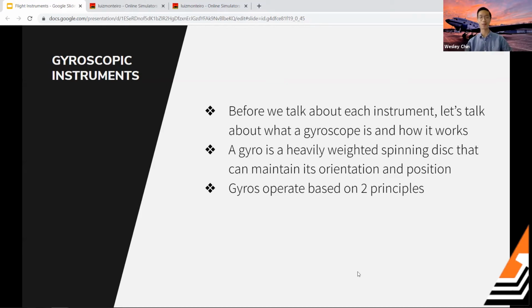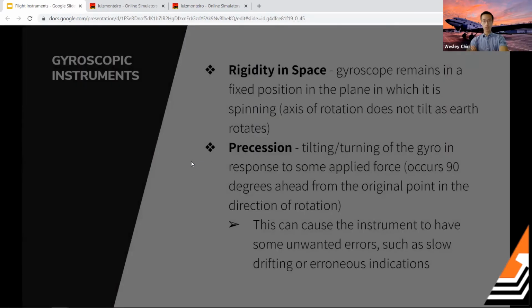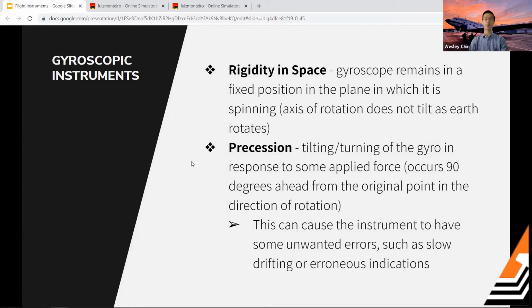All right, so let's go over it anyway. There are these 2 principles. Precession? Yeah, there we go. So one of them is precession. You got it. And the other one is what we call rigidity in space. These are 2 principles of a gyro that are very important to understand to figure out what these instruments actually do. Rigidity in space is basically saying, let's say we are spinning a gyro. It's going to remain in a fixed position in the plane in which it's spinning. So if you move it around, the position of the gyro is basically not going to change. I'll show you a visual representation after that. And then the second one, precession.